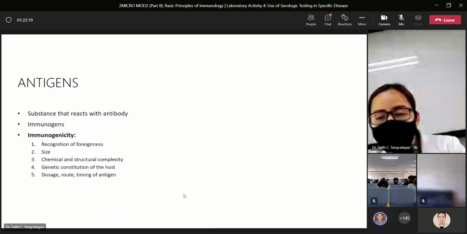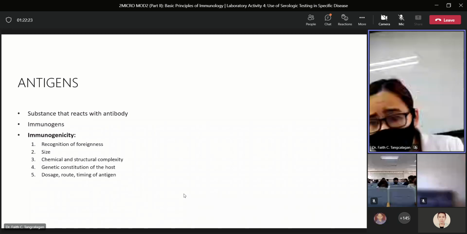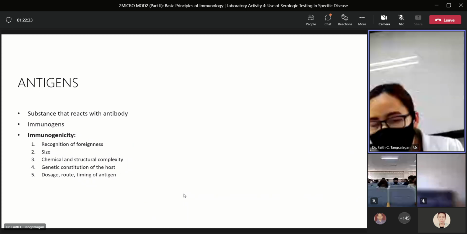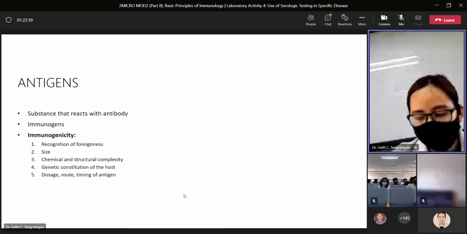A substance that reacts with the antibody, doc. Okay. Give an example of an antigen. I mean, an example of that substance that reacts to the antibody.